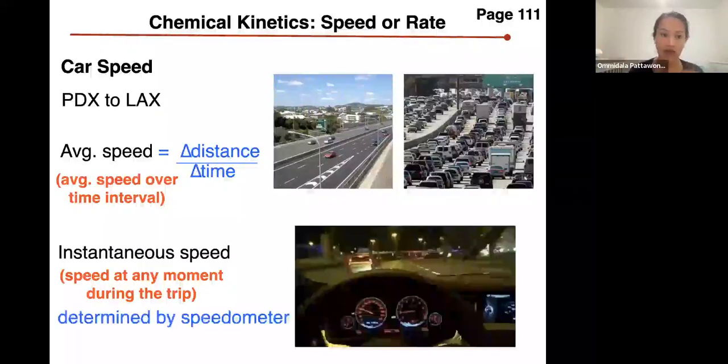However, the instantaneous speed is what you determine by the speedometer. It's the speed at a specific moment. For example, if you are on I-5, you might go around 65 miles per hour. If you hit traffic in Portland, you might go about 35 miles per hour. So it's at a specific time.